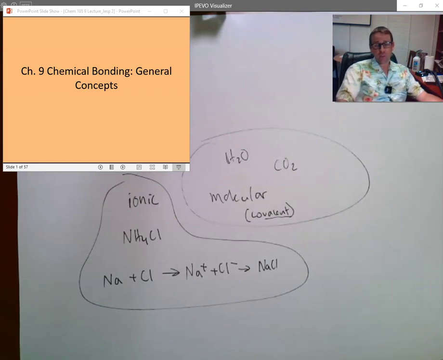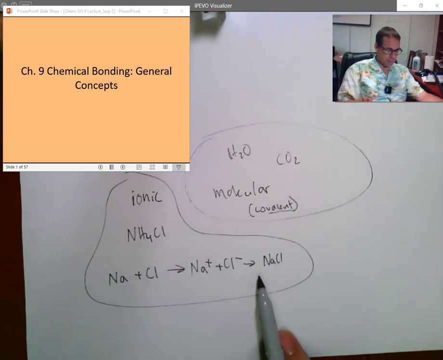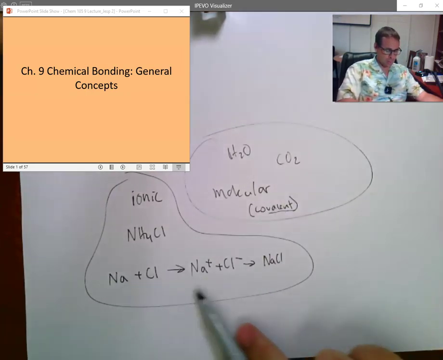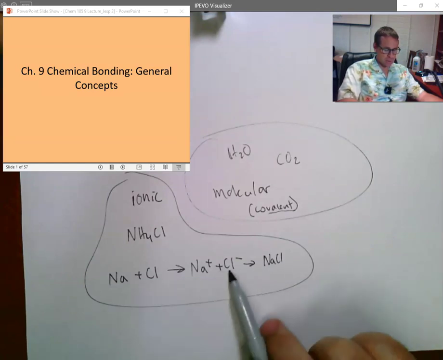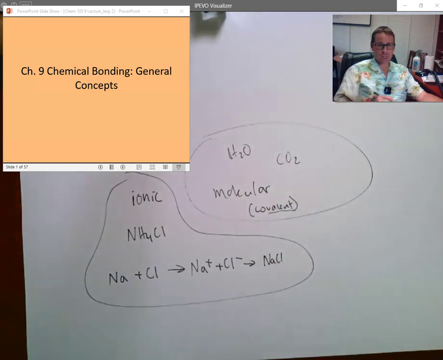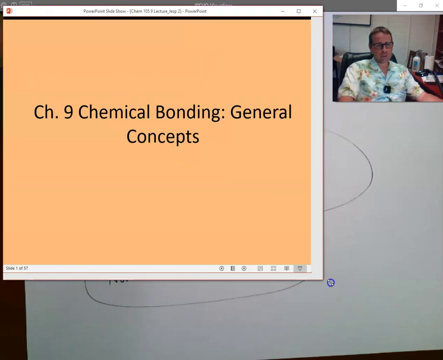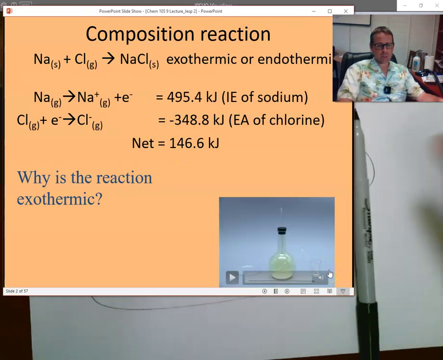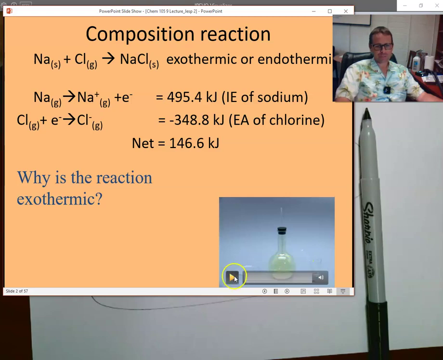Okay, so we're going to talk a little bit more about this initially, and then about the interactions that are going on in between these ions. And then towards the end of the chapter, we're going to talk more about the interactions going on between our nonmetals and our molecular compounds. So let's start off talking about this chemical reaction between sodium and chlorine.